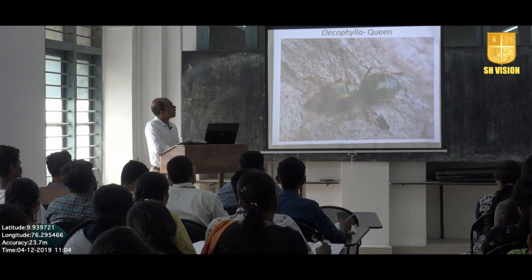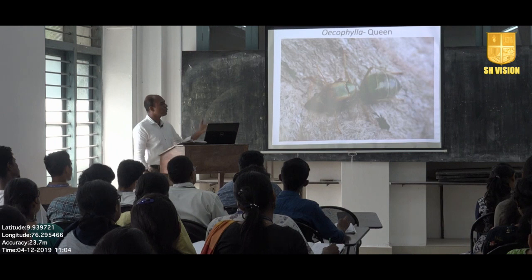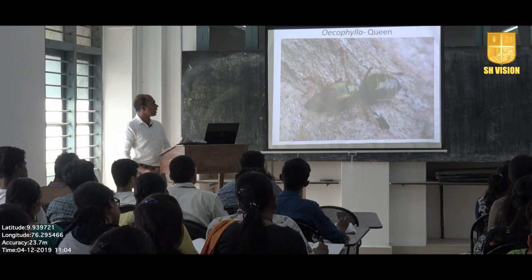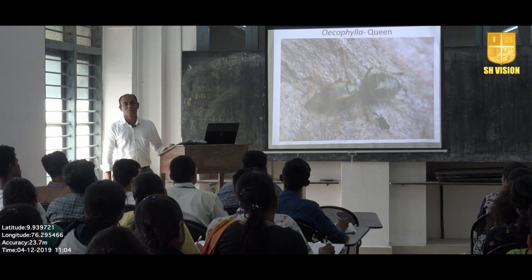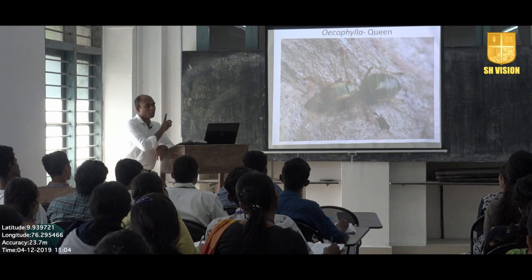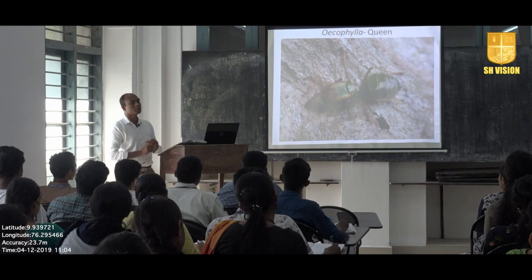Then another group, the ants. This is a queen ant of the Ecophylla species. You may know what its Malayalam name is? Meer or Puliyurumbu, those red colored ants. It is a queen individual of that Ecophylla. It is green in color, and all the other individuals are red in color.